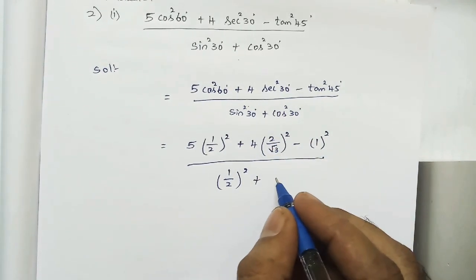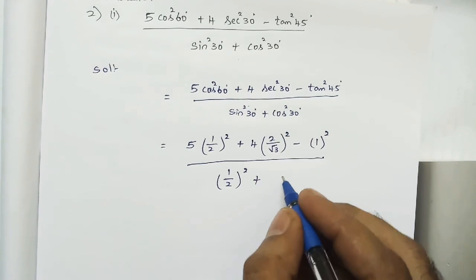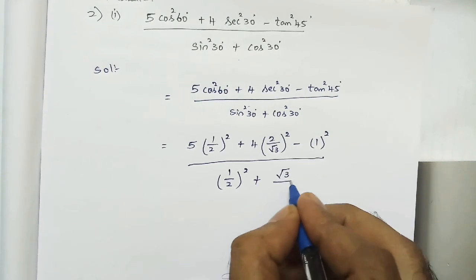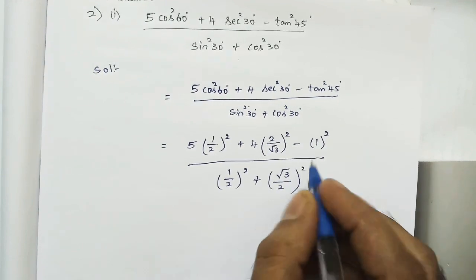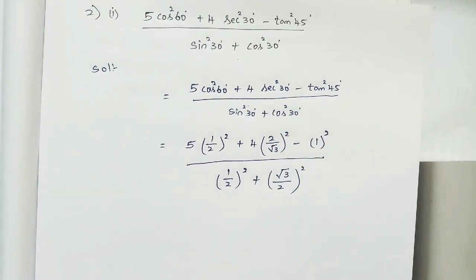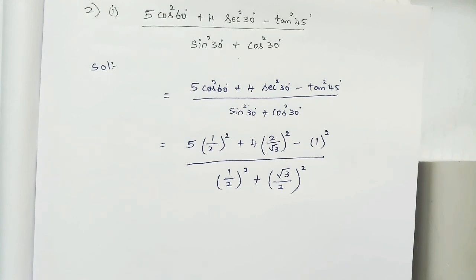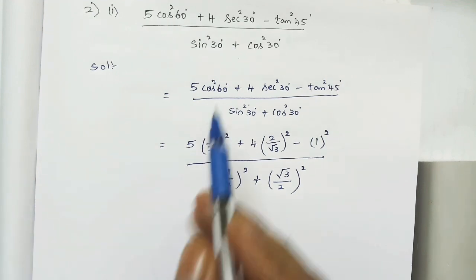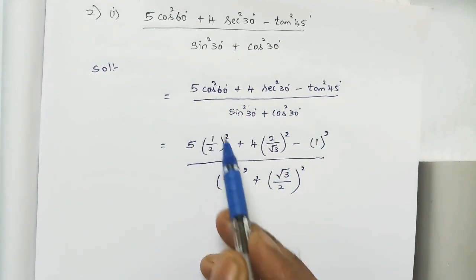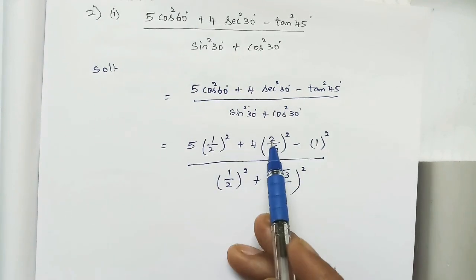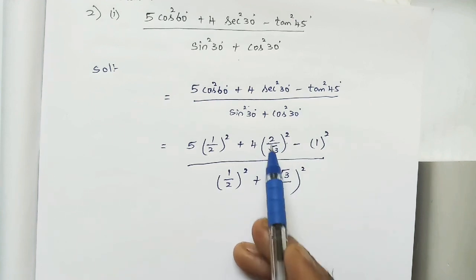What is the value of cos 30? Cos 30 is nothing but root 3 divided by 2. Root 3 divided by 2 the whole square, because cos square 30. In the last concept itself we discussed that sin square theta is nothing but sin theta the whole square, and sin cube theta is sin theta the whole cube. Same like that, cos square 60 is cos 60 the whole square, and sec square 30 is sec 30 the whole square.